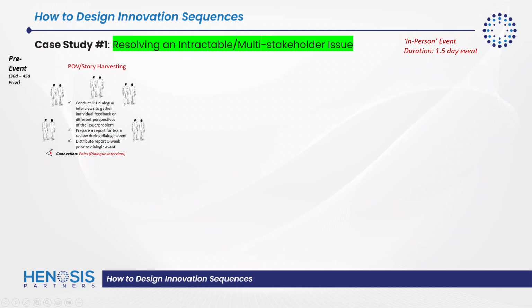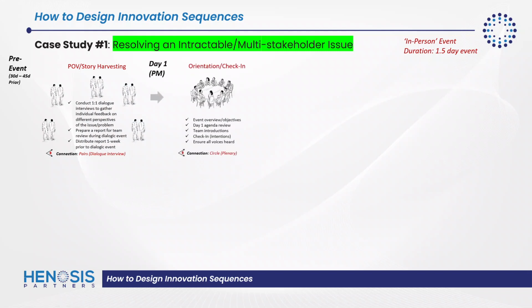So the planning for this event actually began about 45 days in advance, where we were looking to conduct a number of one-on-one dialogue interviews to gather individual feedback on the different perspectives of the intractable issue or problem. So this exercise was about capturing the various points of view, the different perspectives, and capturing some stories along the way. After we conducted the interviews, we prepared a report for team review during the dialogic event, and we distributed the report one week prior as a pre-read. This type of movement represents more of a diverge movement, and the connection type was pairs.